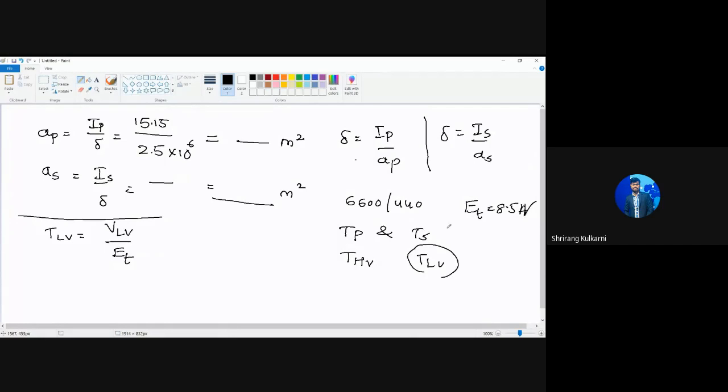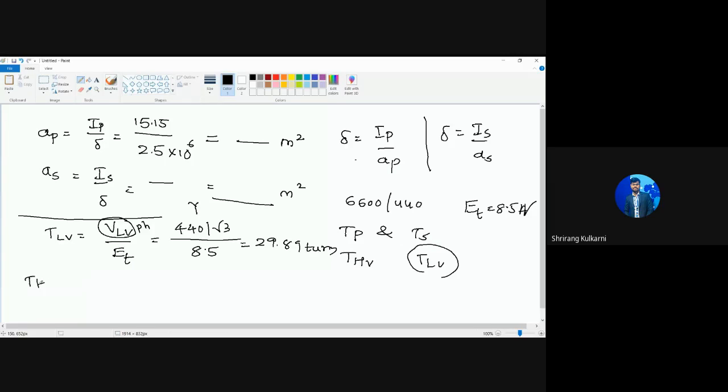So use that and calculate. It is 440 by root 3, because it is a line value. Here we have to substitute the phase value. So it is the star side, that's why it is divided by root 3. It is 8.5. If you calculate, you'll get 29.89 turns.